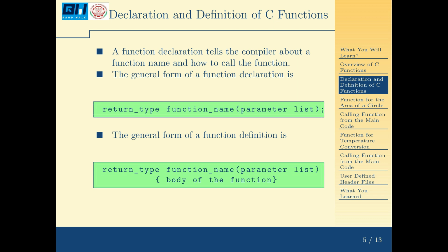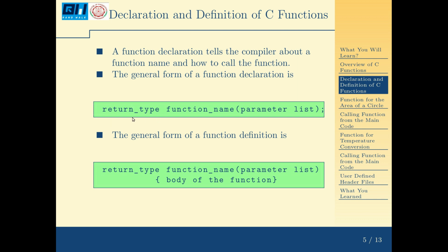Now, how do you declare and define C functions? A function declaration tells the compiler about the function name and how to call the function. The general form of the function declaration starts with what this function is returning, whether it is returning a float value or an integer value or a long value or something. That return type should come here.